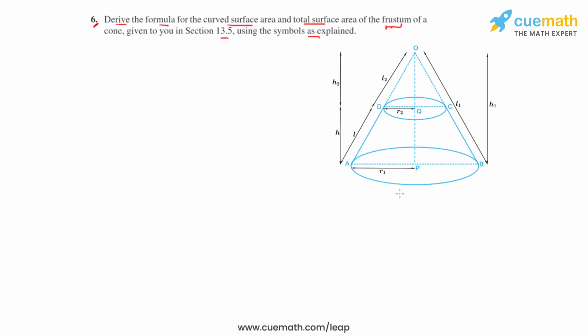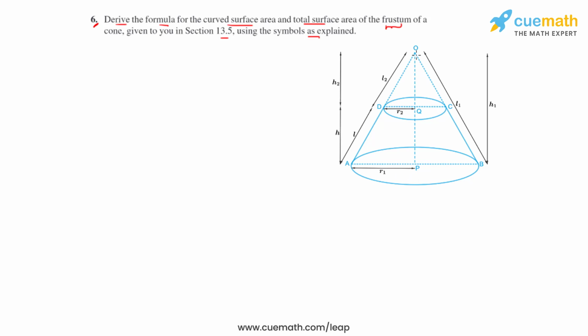Question 6 says: derive the formula for the curved surface area and the total surface area of the frustum of a cone given to us in section 13.5, using the symbols as explained. So we'll draw a figure first as shown on the screen and try to understand it first.